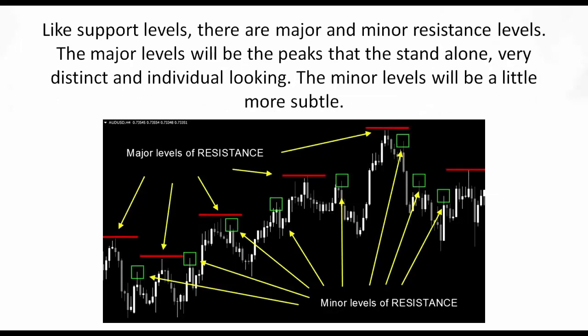Like support levels, there are major and minor resistance levels. The major levels will be the peaks that stand alone, very easy to identify. They're very distinct and individual looking. The minor levels will be a little more subtle. Again, it's the same scenario. We get the peaks that move up, market moves up, and we get these major levels because they're very distinctive. The minor levels, they are kind of within the market movement. They're a little more subtle, but they're still there. We still have these little areas where price moves up, comes back down, moves up, gets rejected, comes back down.